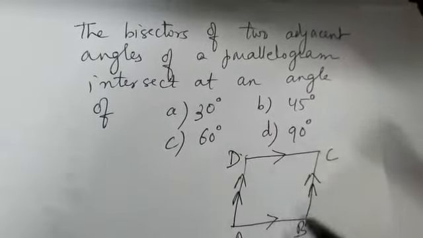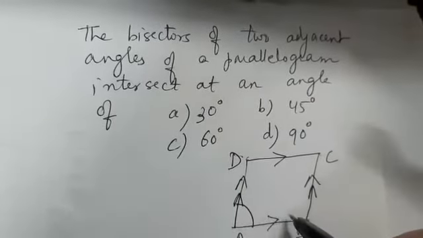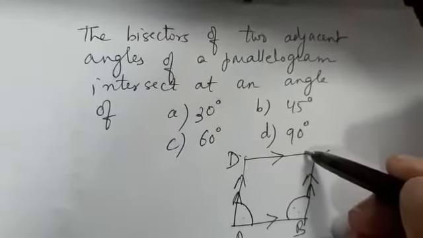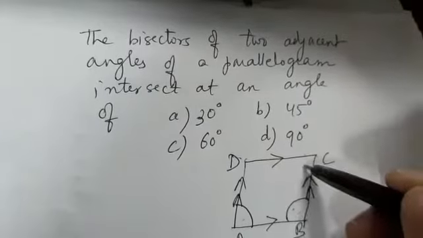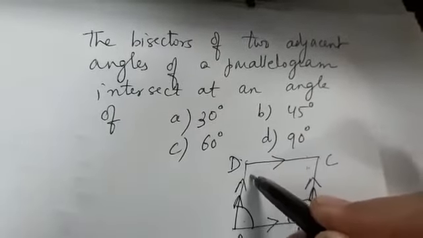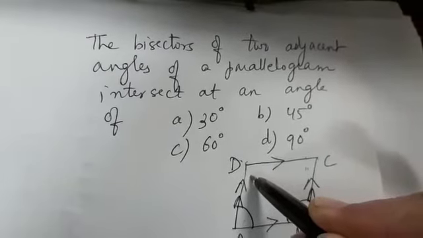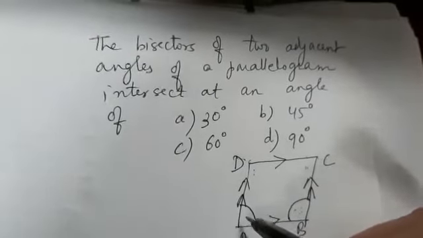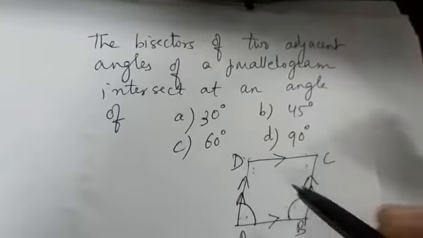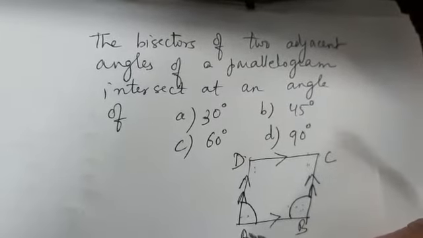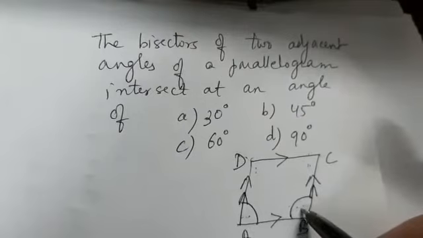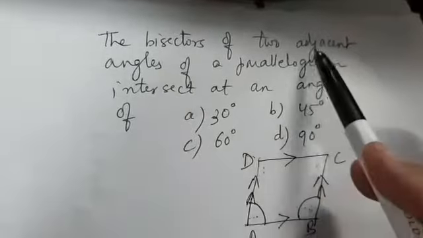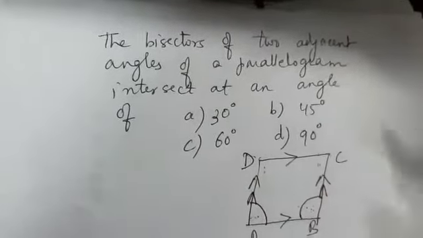Here, if you look at this figure, angle A and angle B are adjacent to each other. Similarly, angle B and angle C is another pair of adjacent angles. Angle C and angle D is another pair, and angle D and angle A is the fourth pair of adjacent angles. So we can take up any one pair. So let us make the figure by taking the pair angle A and angle B, which is an adjacent angle pair. Here it is given the bisectors of the two adjacent angles of a parallelogram.